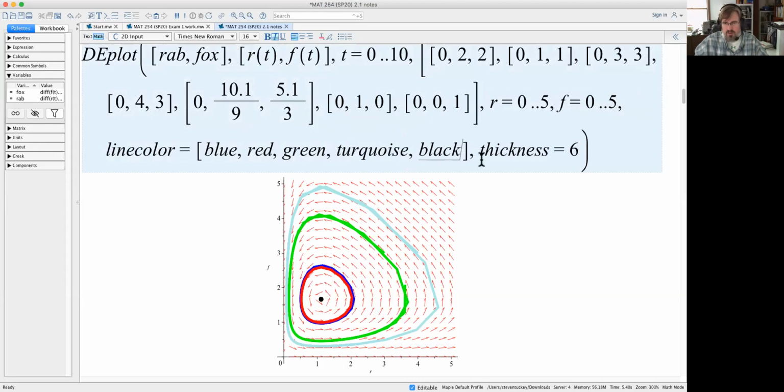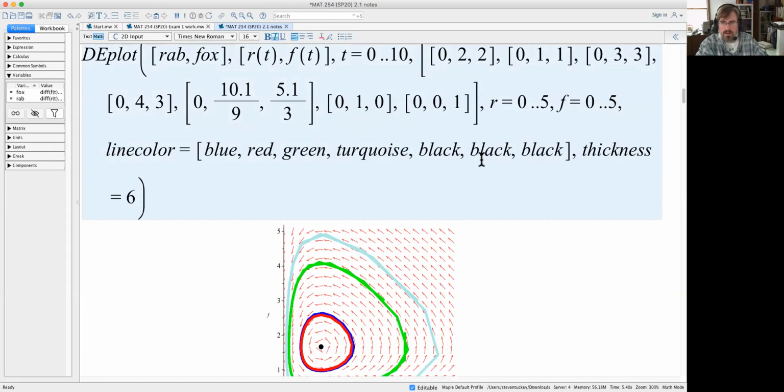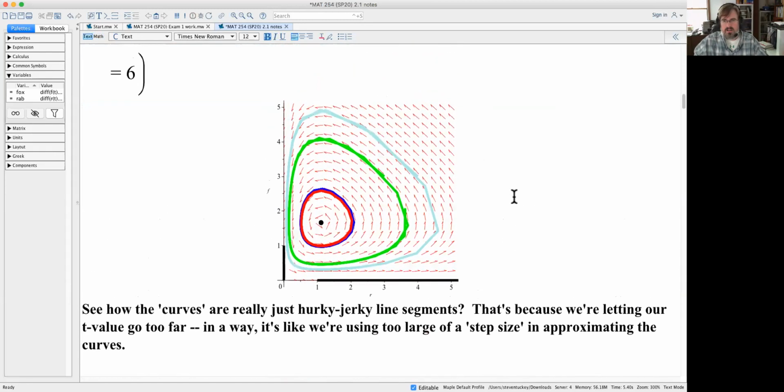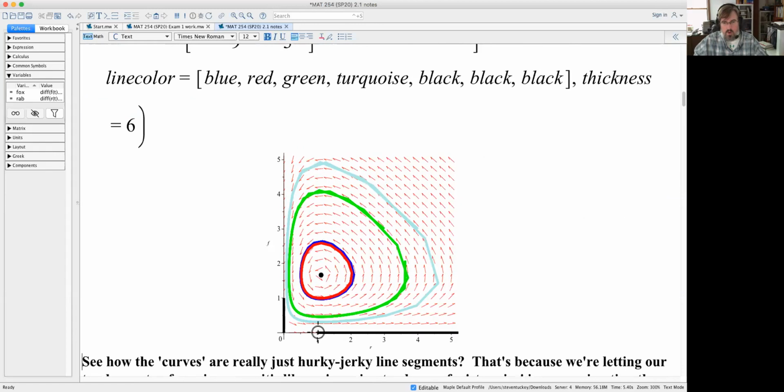And I'm going to have to give those colors as well. So let's just do black for both of those because we'll be able to identify those pretty easily. You can see we start at 1, 0, and phew, it takes off, but it only ever goes along the rabbit axis because if there's no foxes, the rabbit population explodes. And if there's no rabbits, the fox population decays straight down towards the origin, just as we predicted it would by examining the equations. Pretty cool, huh? I think it's pretty cool.